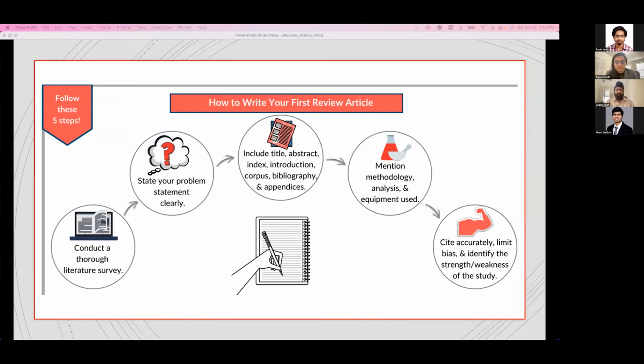And we'll talk about PRISMA, which is basically a guideline for any systematic review or meta-analysis. So those are the things that you want to include in your paper.